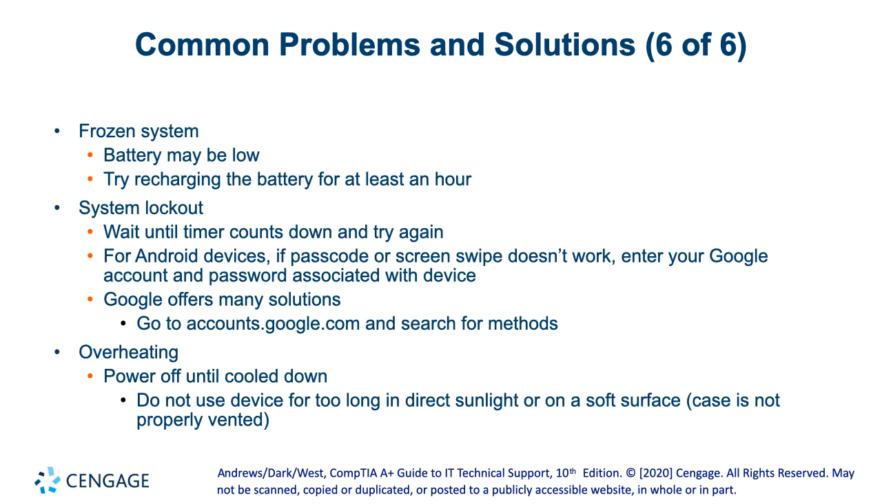A frozen system: your battery may be low. Try recharging it for at least an hour and see if that helps. System lockout: wait for the timers to count down and reset so that you can try again. For Android devices, if the passcode or screen swipe doesn't work, enter the Google account and password associated with the device. You can go to accounts.google.com for other methods.